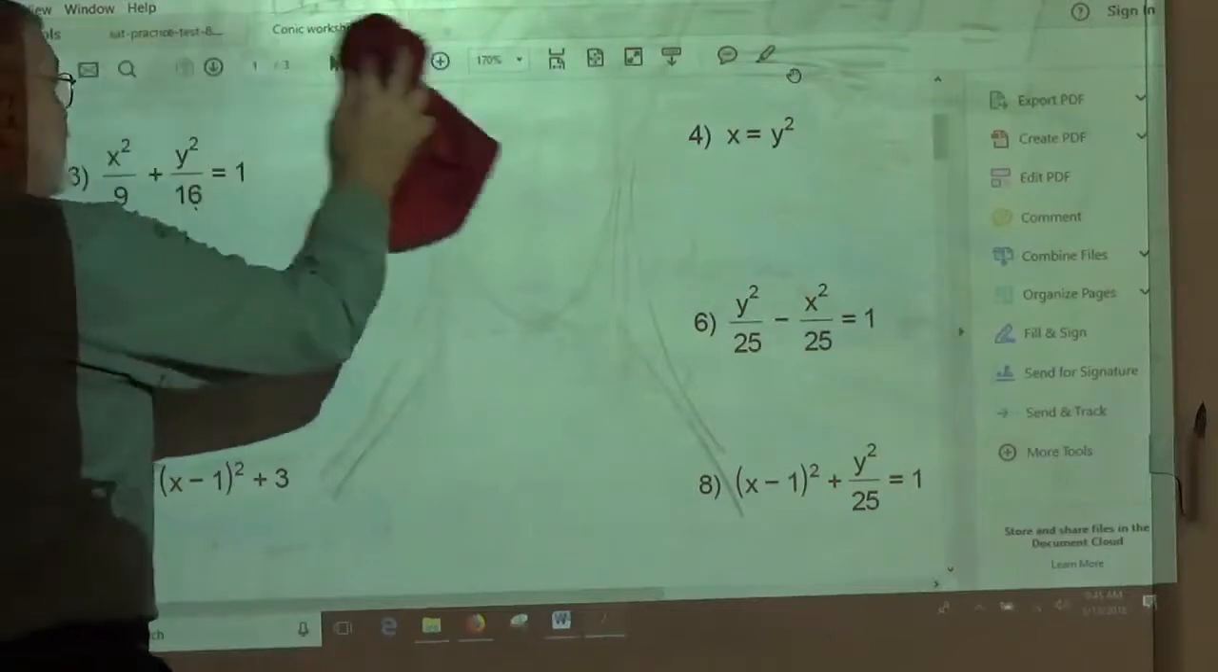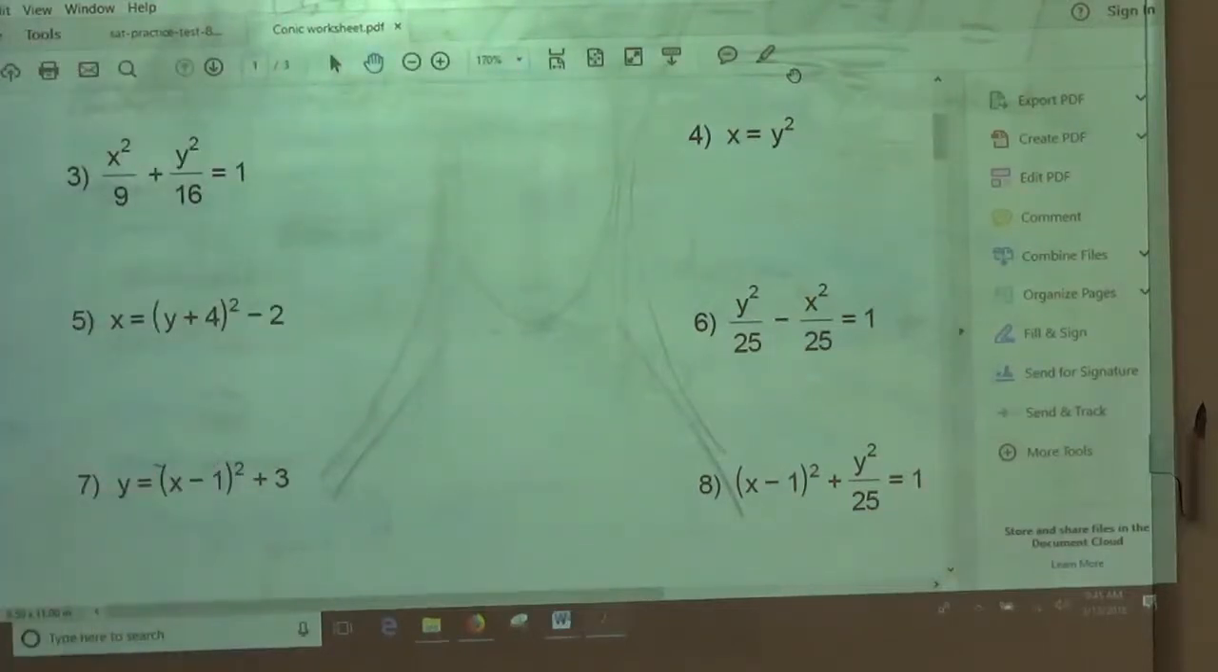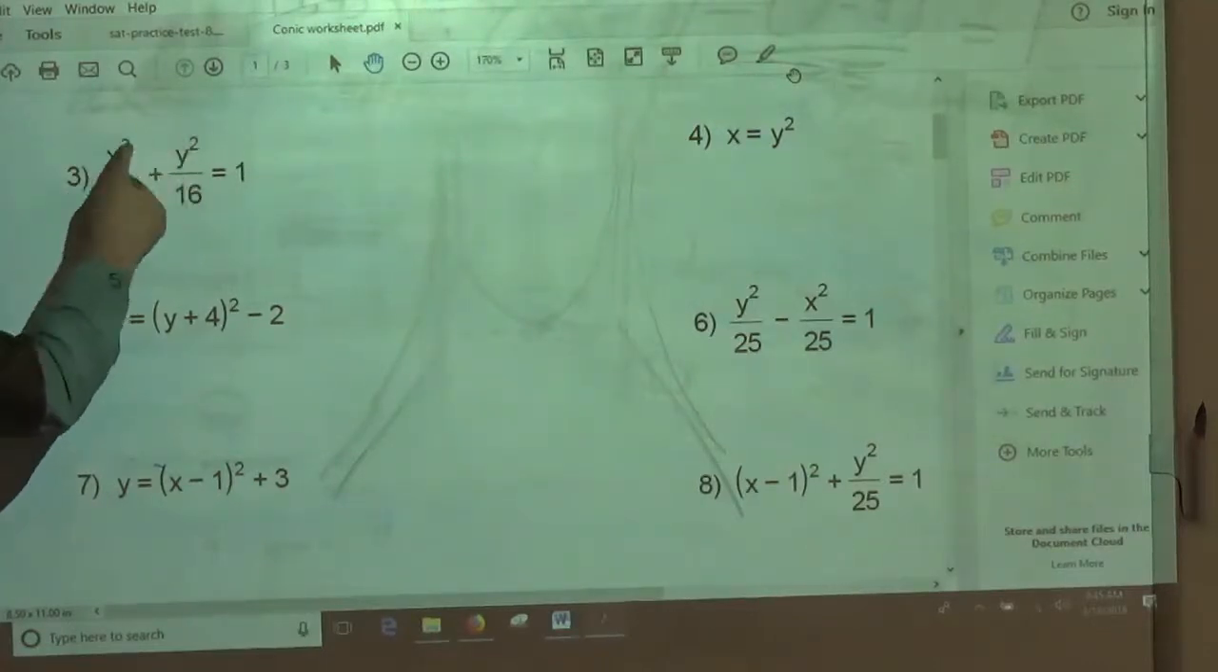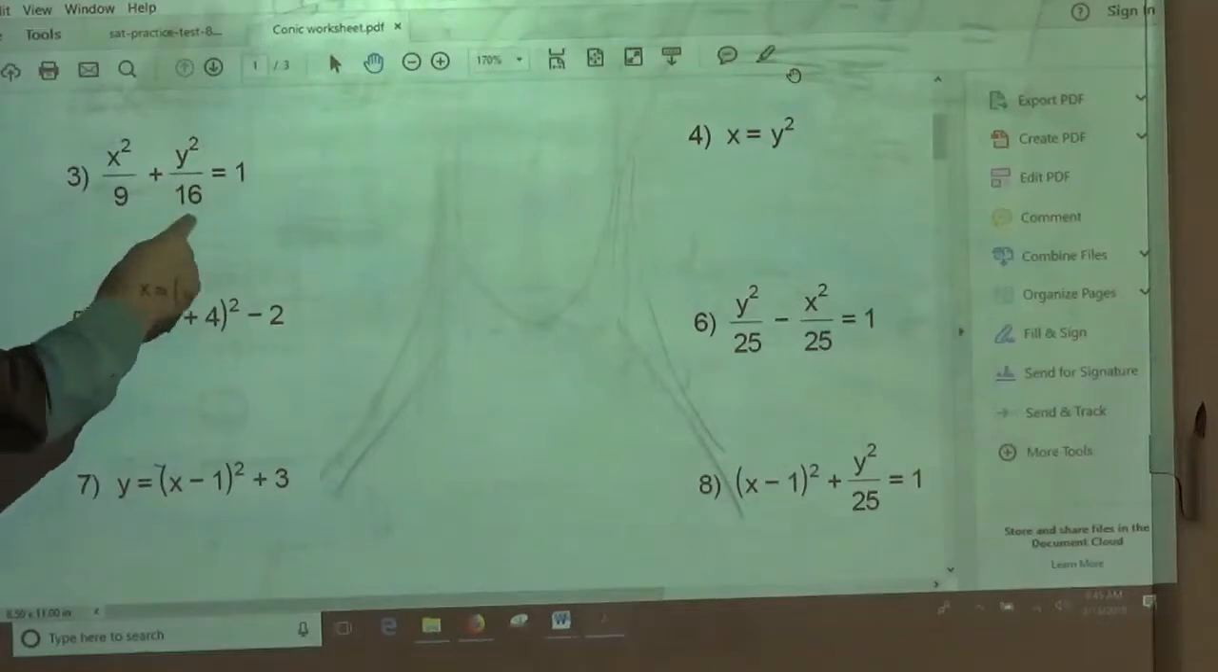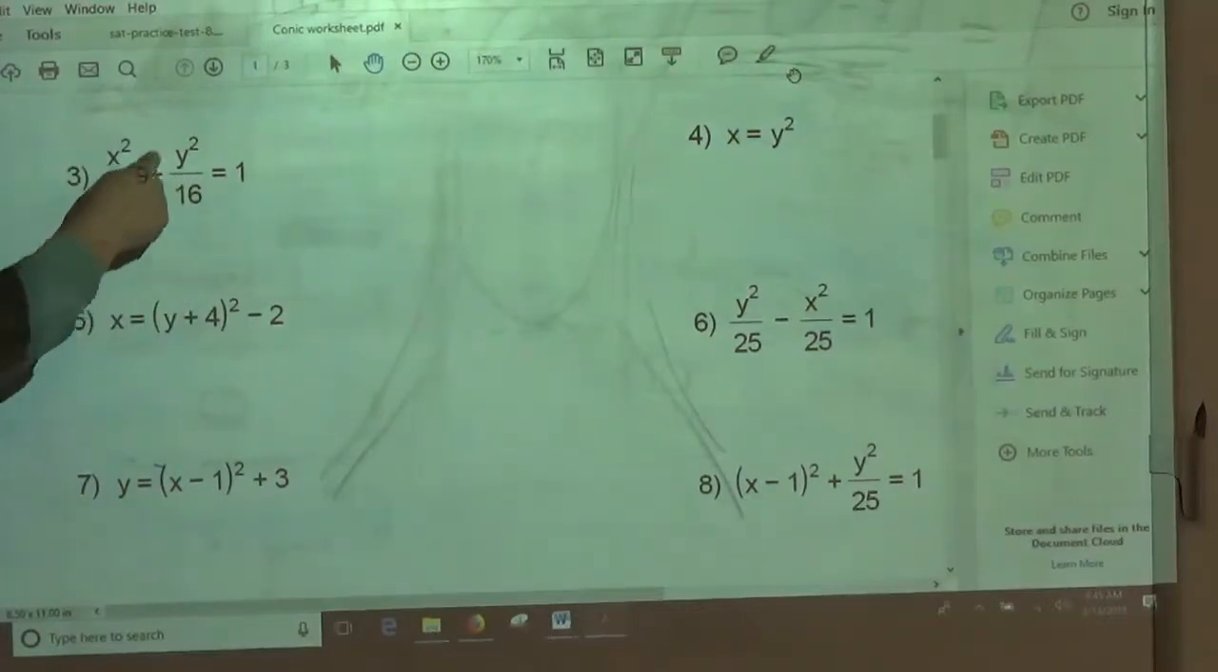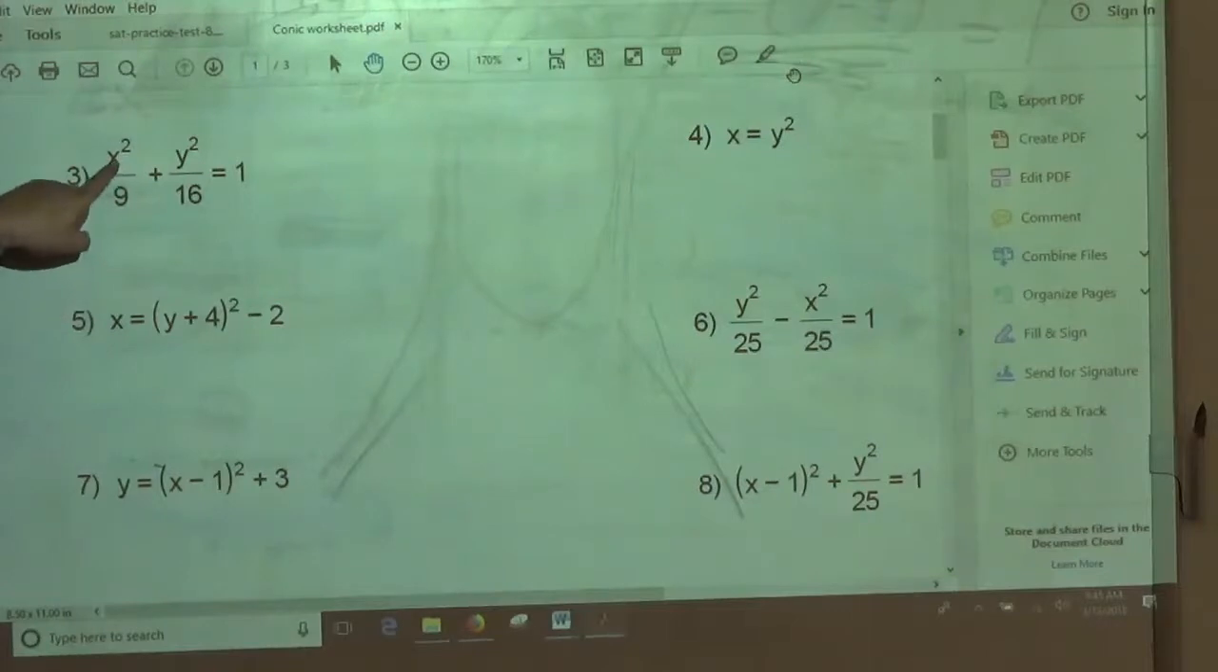Now, what kind of section is this? It's an ellipse. Why? Because they are both squared and the coefficients are different. This happens to be 1 over 9 and 1 over 16. Okay? Now, where's the center of that circle or ellipse? It's the number up here. What's added to the x? 0. What's added to the y? 0. So the center is at 0, 0.